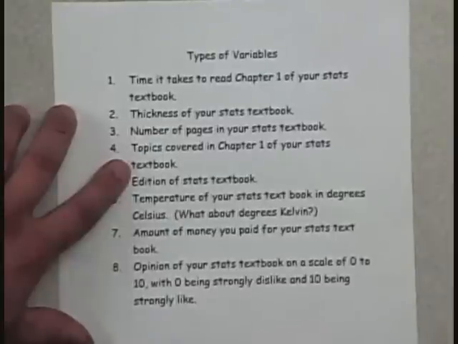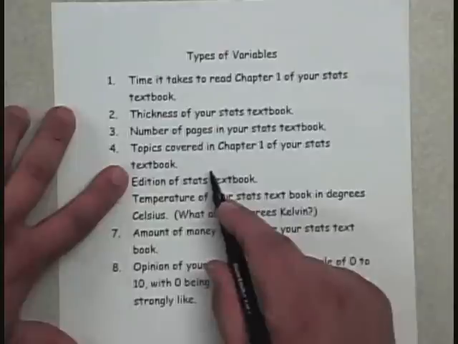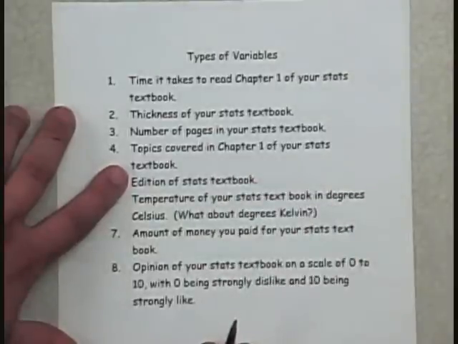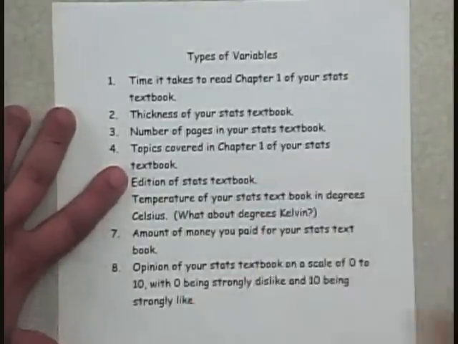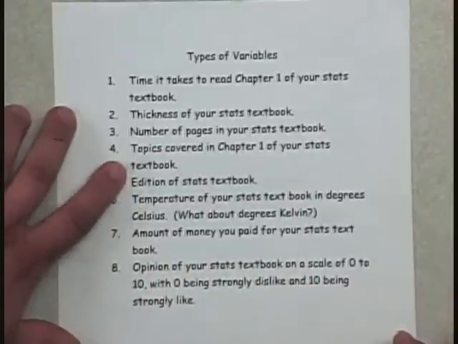The topics covered in Chapter 1 of your stats textbook. This is nominal. It's now a qualitative variable, and the topics don't have any natural ordering to them. They appear in a certain order in your textbook, but if you take another textbook, they might be in some other order. There's no ordering to those topics.